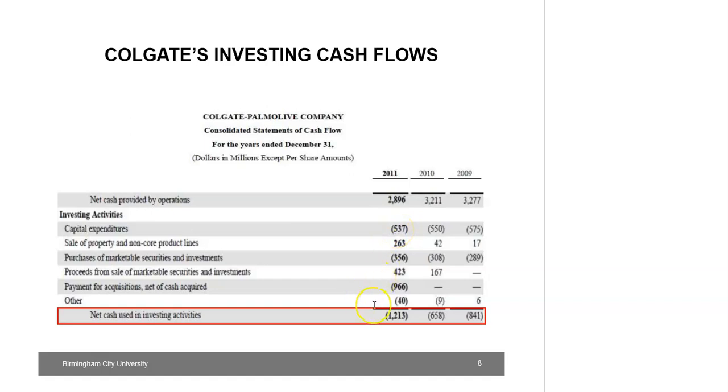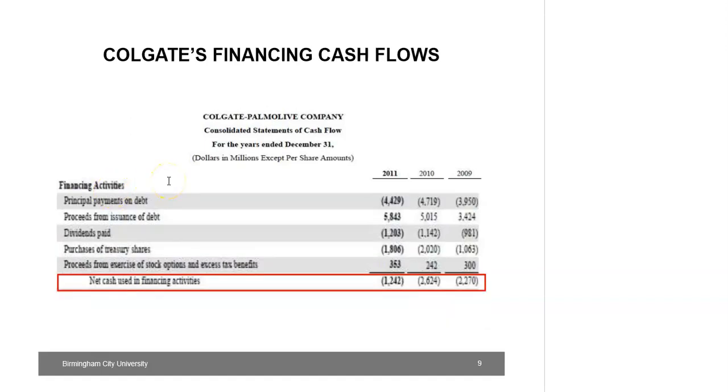We see that the net cash flow used in investing activities is increasing from 2009 to 2011. The management discussion and analysis explains that this increase is mainly attributed to the acquisition of Cenex business for $966 million. The sale of property and non-core product lines include the sale of laundry detergent business in Colombia for $215 million and the receipt of the first installment of $24 million from the sale of a Mexico City site. These details have been provided in the annual report.